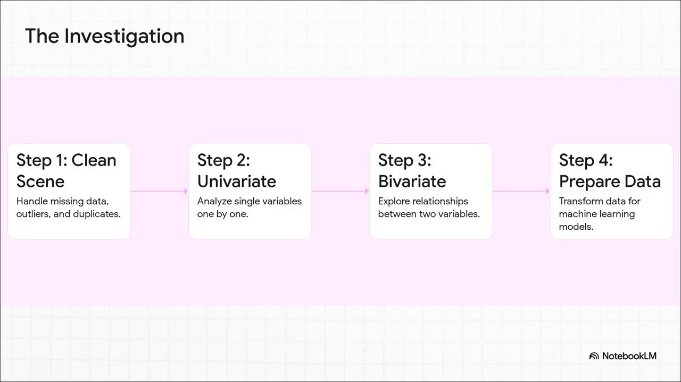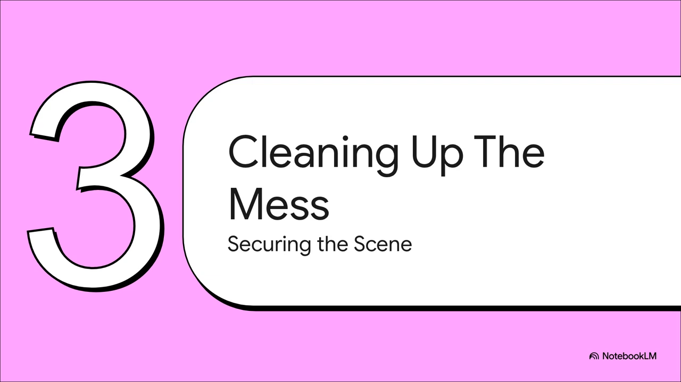And every good detective has a plan. EDA's investigation follows 4 basic steps. First, you inspect and clean the scene. Get rid of the mess. Second, you question each witness, each variable, one by one. Then you start looking for connections between their stories. And finally, you get the case file ready for court, which in our world means getting it ready for a machine learning model.